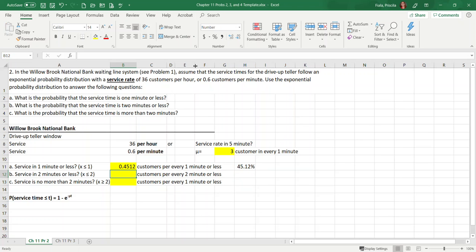So let's do the next one. For servicing 2 minutes or less, well, you're doing the same formula as you did over here, but now you're replacing the 1 by 2. So let's just go ahead and drag it down right here. And let's make sure that this value, it's minus this value times 2 now. Oops, right here, times 2, which is 69.88 or about 70%.